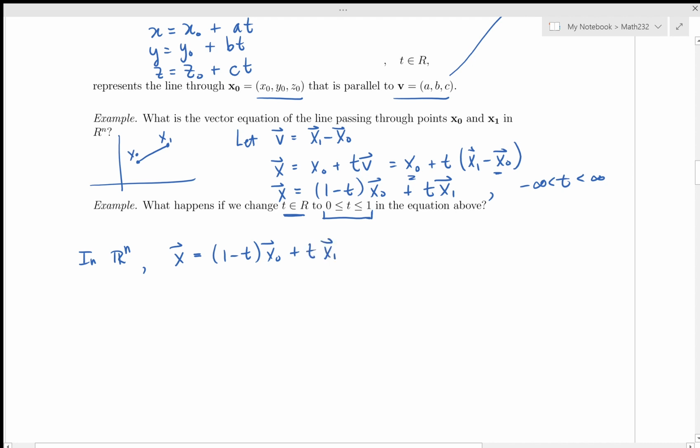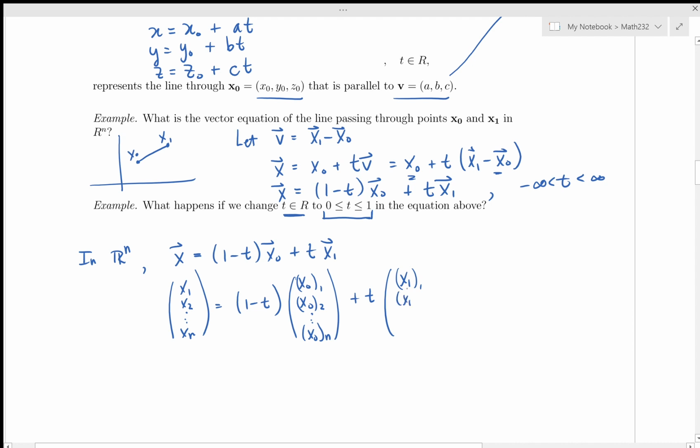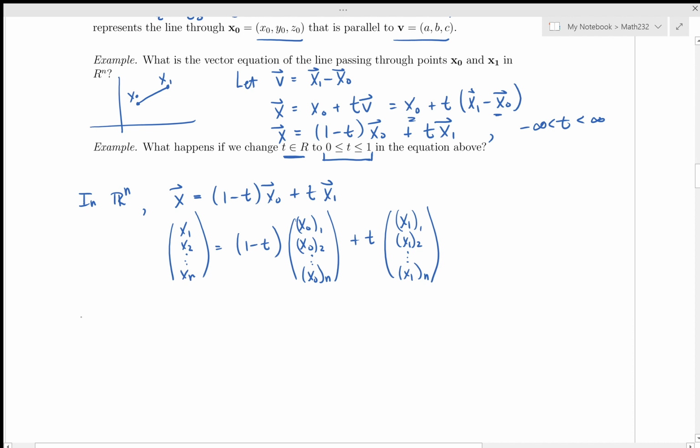We're going to look at the endpoints. Let me just write this below with all the, looks like this. We have a couple of ways we could write this. Okay, now if 0 less than or equal to t less than or equal to 1, what happens? Let's look at the endpoints.